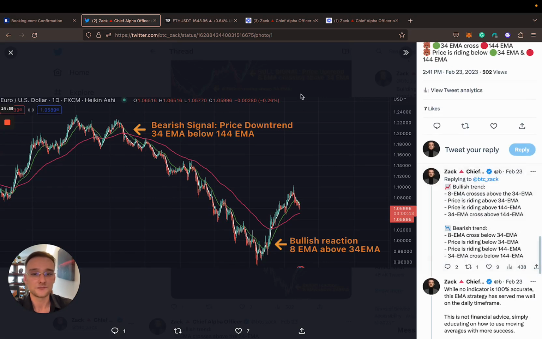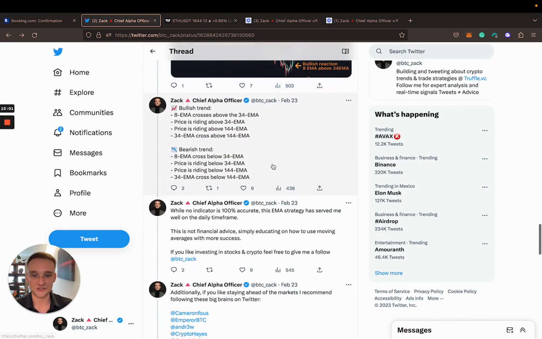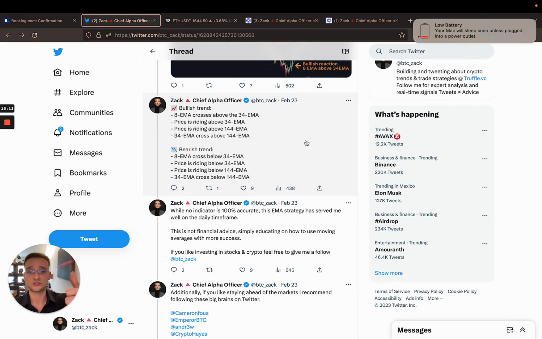So just to summarize the signals that you're looking at, if you have a notebook, just copy paste this to keep this on your cheat sheet, okay? So 8 EMA crossing above 34 EMA, bullish trend. Prices riding above 34 EMA, bullish trend. Prices riding above 144 EMA, bullish trend. 34 EMA crossing above 144 EMA is the confirmation of a longer term bullish trend.